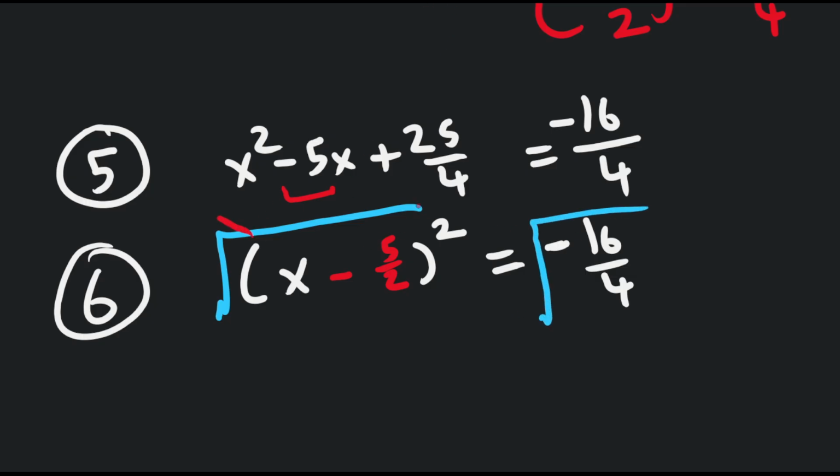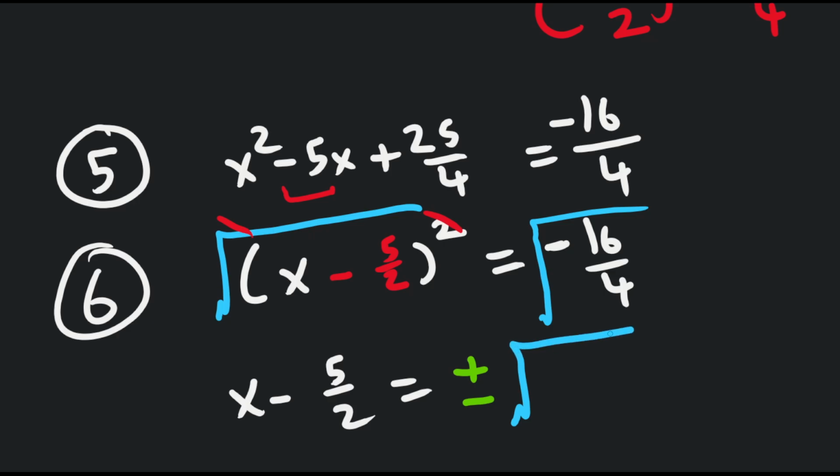So that will cancel that out, and we are left with x minus 5 over 2 equals, and this is very important, in any equation at all, when you're taking the square root of both sides, you always have to have the plus minus symbol there, and I'll explain why. So plus minus the square root of negative 16 over 4. So just write that again, the square root of negative 16 over 4.